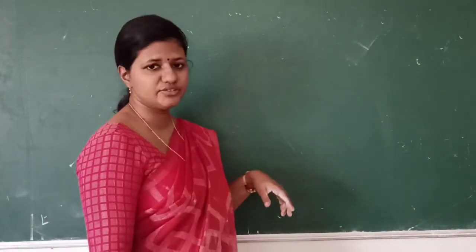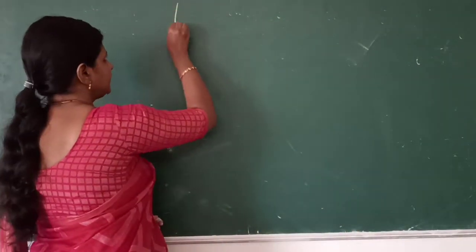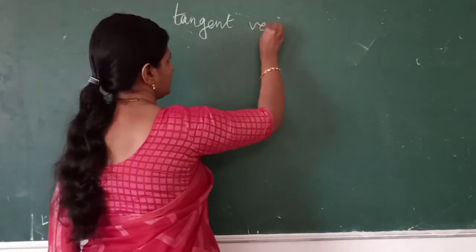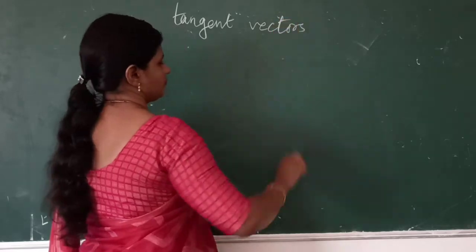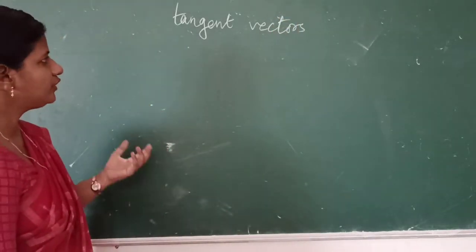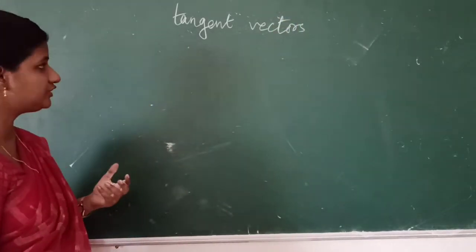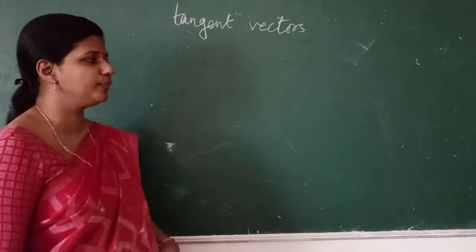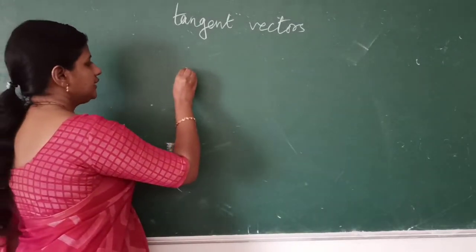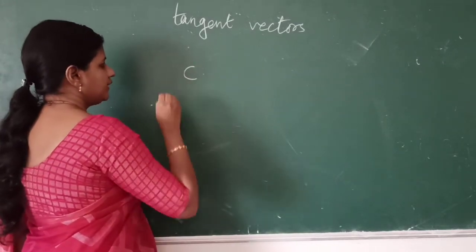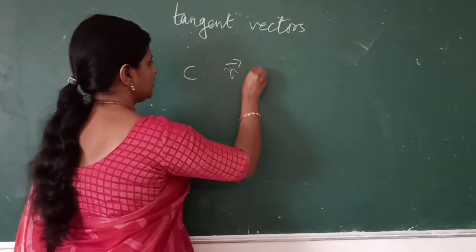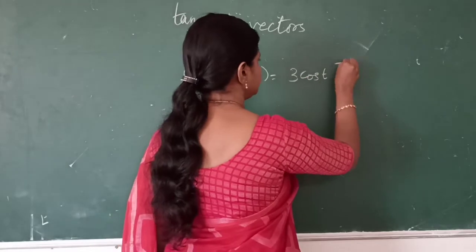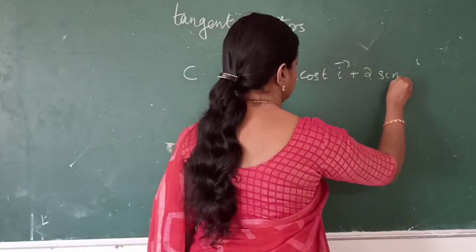We have already discussed tangent vectors to parameterized vectors. Now we want to find some tangent vectors of parameterized vectors. So first we have a problem. Find the tangent vector of a curve parameterized by the vector function r of t is equal to 3 cos t i plus 2 sin t j.